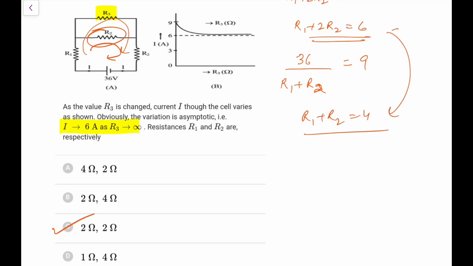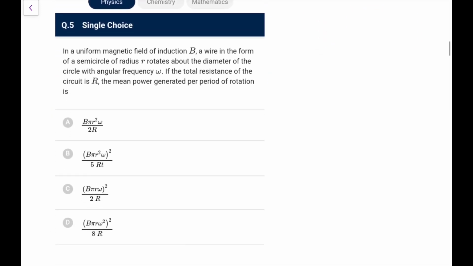So from these two equations you can solve, let's say subtract them out, you will get R2 equals 2 ohm, and similarly R1 equals 2 ohm. So this is the answer you can go for. This is question number 4.